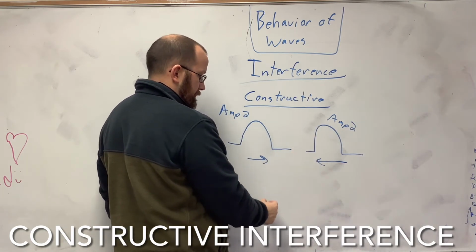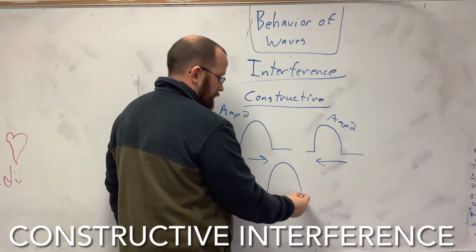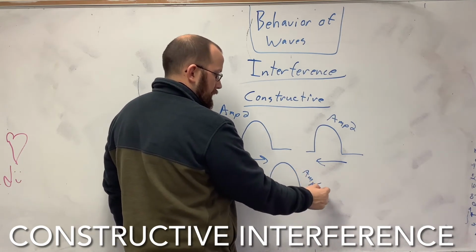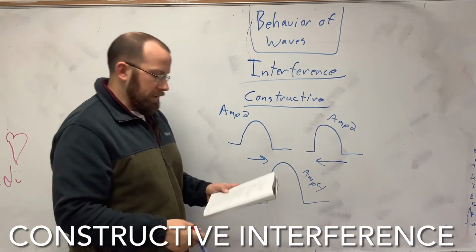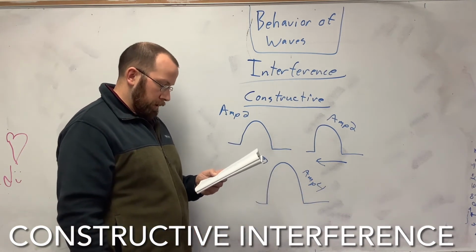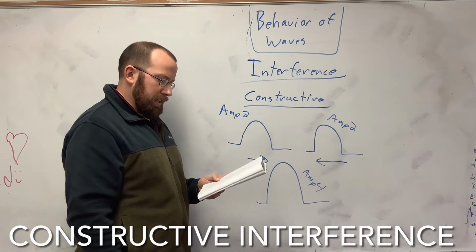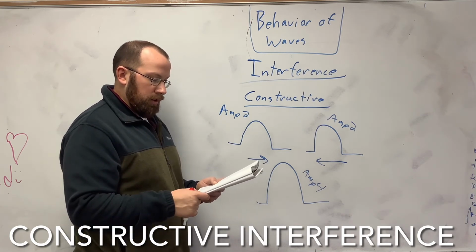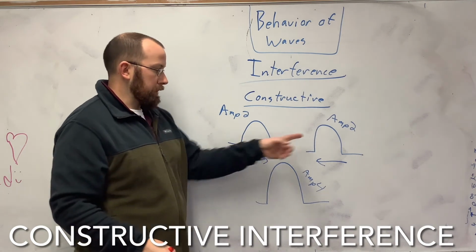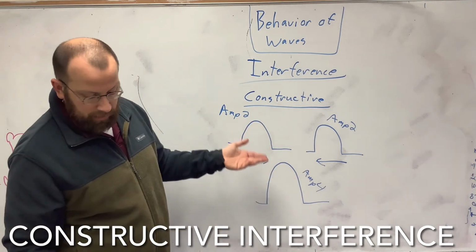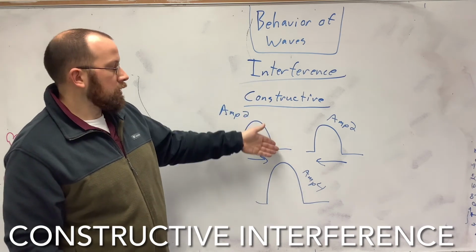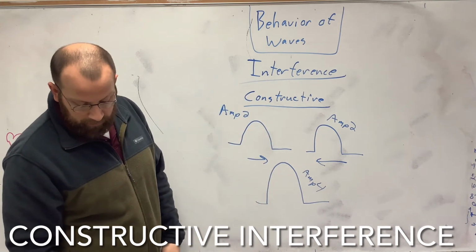When they hit, they'll give me a wave with an amplitude of 4. This is called the law of superposition. So the crest will become greater than either wave alone. These were only 2, they hit each other, and it's constructive. If you think of it, construction is building, you build up on waves when they hit each other.